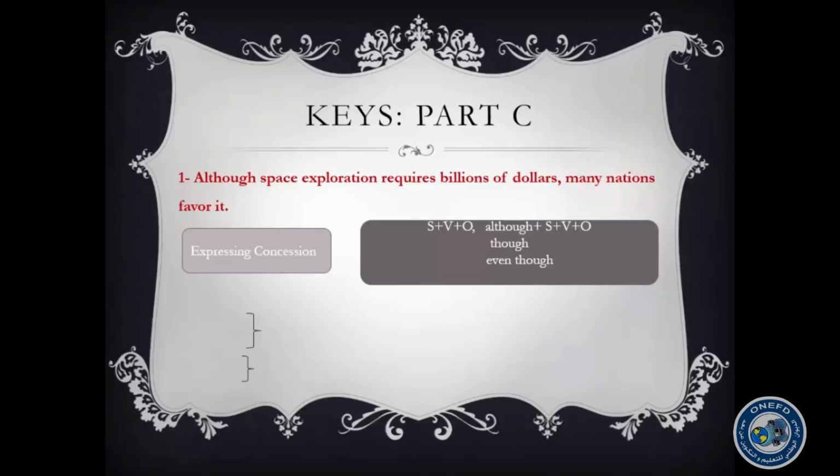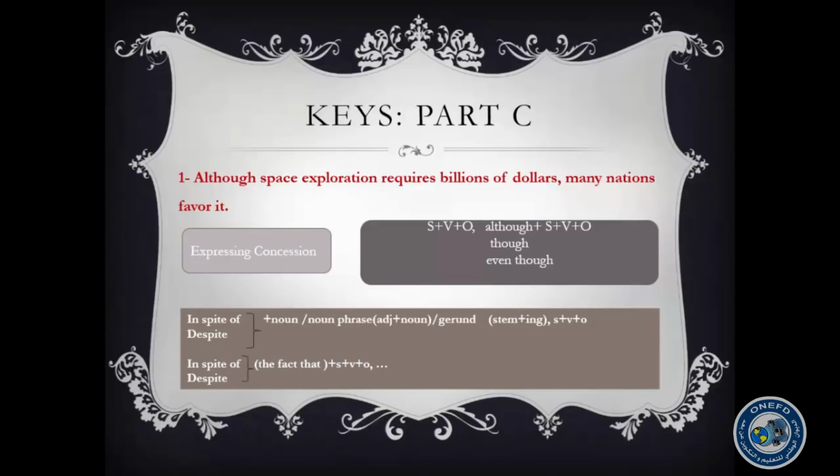So do you have other examples? Yes, we don't only have although, though, and even though to express concession. We also have in spite of, plus noun, noun phrase, adjective plus noun, or gerund, meaning stem plus ing, comma, subject plus verb plus object. Also despite, and in spite of the fact that, plus subject plus verb plus object, comma, and the rest of the sentence. So let's try an example using in spite of plus noun phrase. We use the same example: in spite of space exploration requiring billions of dollars, many nations favor it.